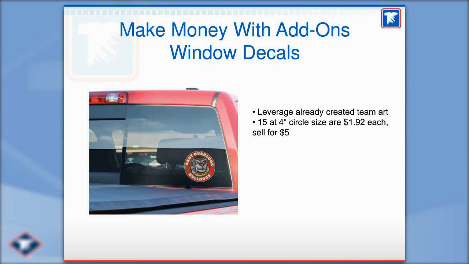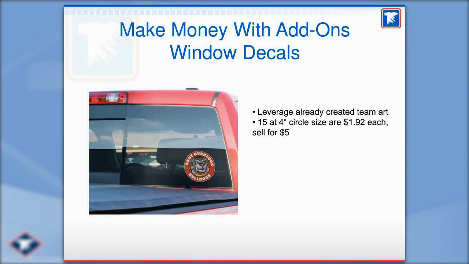Another fantastic add-on is window decals. This is cool because you've already got the design. You've already printed the front of the shirts with us. So all we need to do is take the same art that you did for the fronts of your jerseys and then print stickers out of it. You can do 15 of these for a 4-inch circle, and they're only $1.92 a piece.